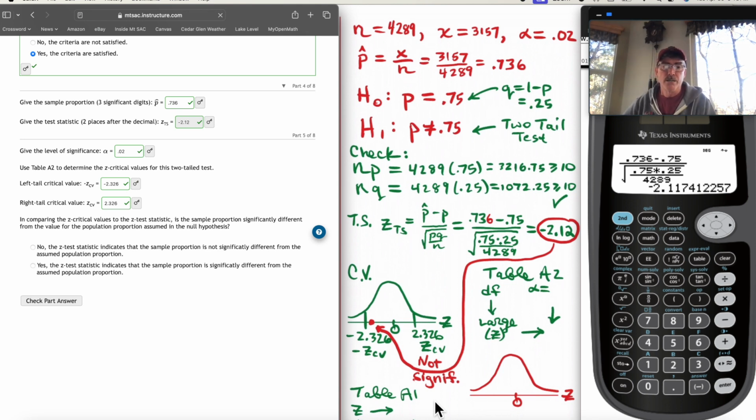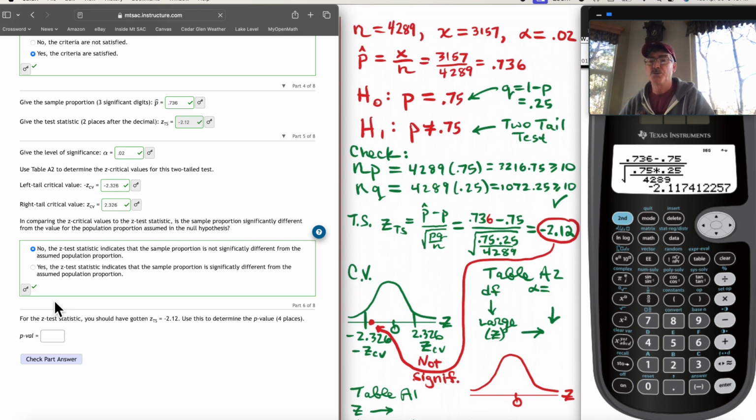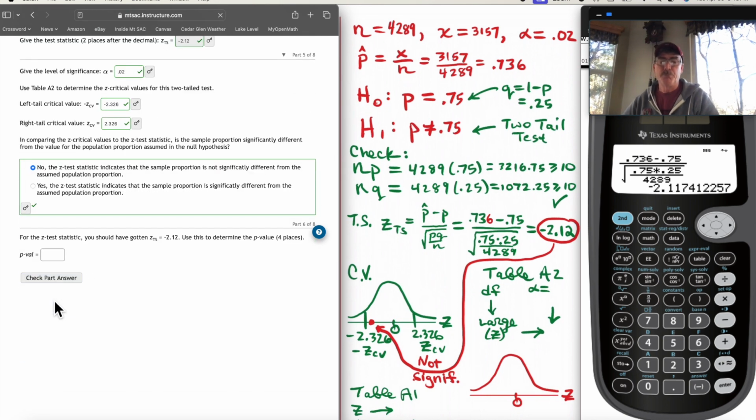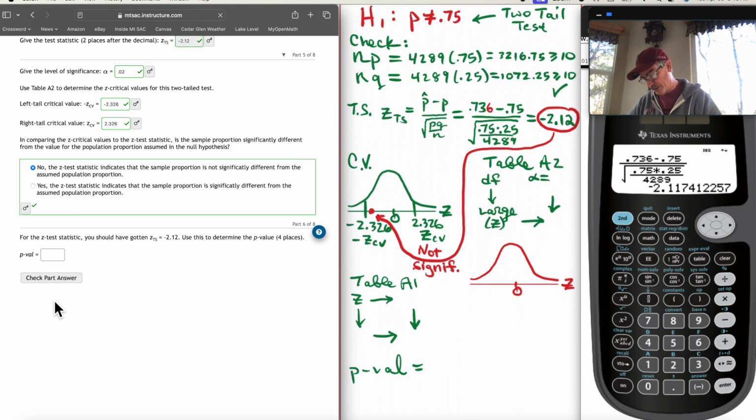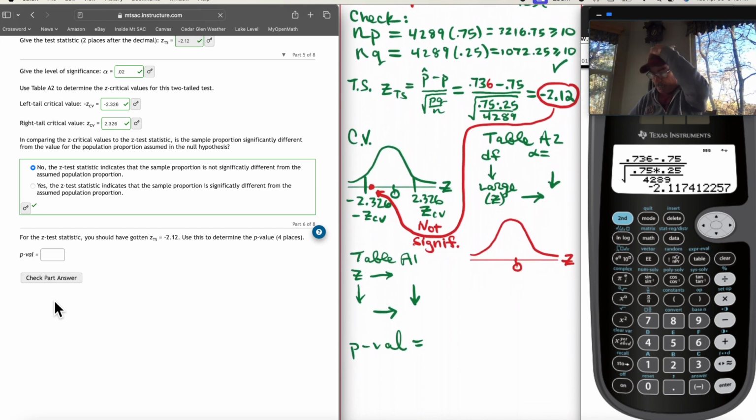Okay, so now, so that's the critical value. Got that all set up. It's not significant, so no. The z statistic indicates the sample proportion is not significantly different from the assumed population proportion. I think that's what we're saying here. And so now a p-value. So let's go ahead and slide down here. This time our test statistic is negative 2.12, so I'll go ahead and plot it down here. Okay, that's our z-test statistic.